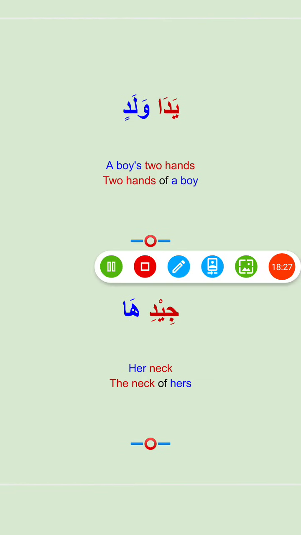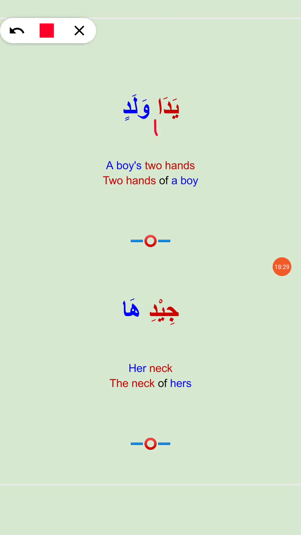Next, yada waladin. Yada, what do you see? You see that it has an alif at the end, and that's the giveaway. So if you see an alif next to a jar ism, you should directly see whether it is the musannaf form of an ism, because most of the time it is going to be that. So yada is two hands, yadun is one hand.